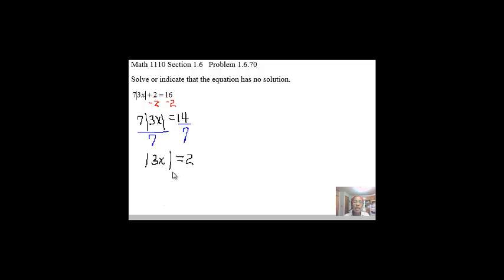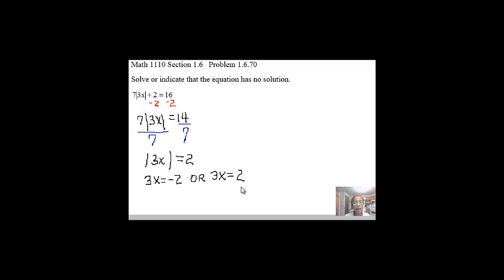So what this does is it gives me 2 equations. An absolute value equation in most cases is a way to write 2 equations by writing 1 equation. So this is actually 2 equations written as 1. So either 3x is negative 2 or 3x is 2.